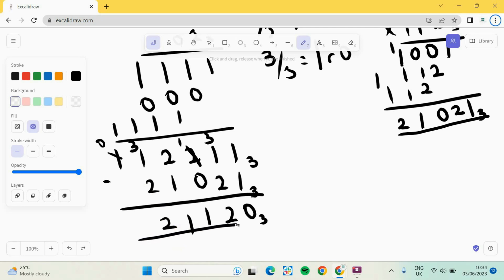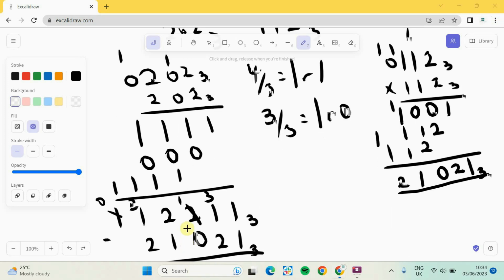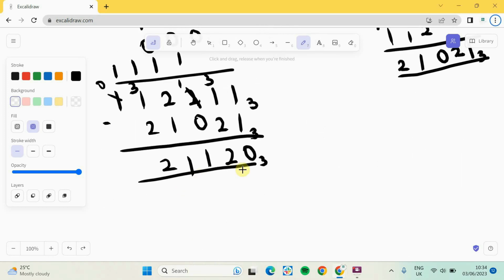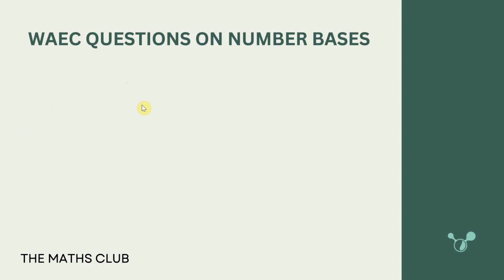So that means by the time we find the square of both of them and we subtract, we're going to have what? 21120 in base 3. Let's see if our answer is there. 21120 in base 3. That is option A. Great, and that means we got it right. I actually like this question because it sums up a lot of things that we've been doing all this while. Squaring, and subtracting. Let's move on.